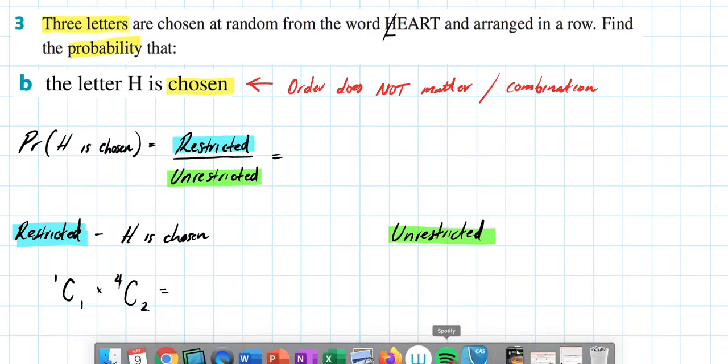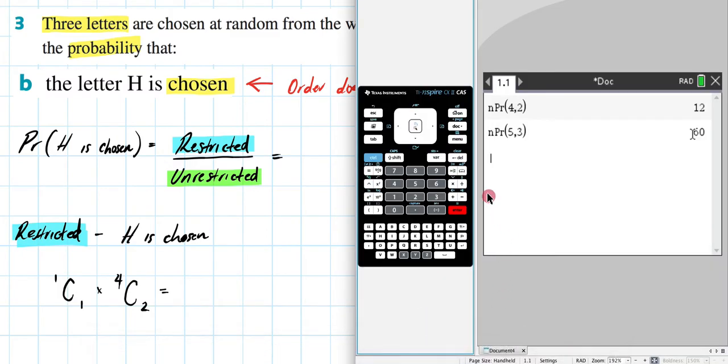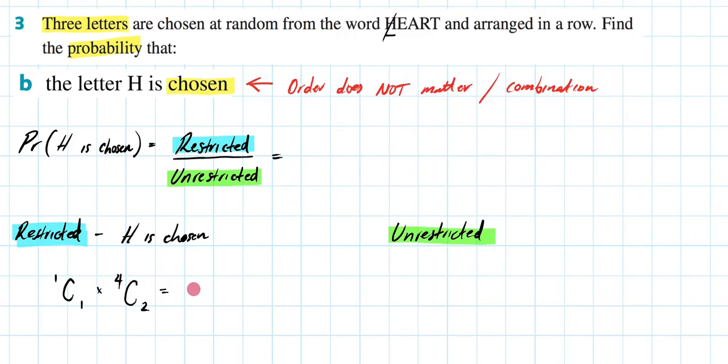So I could grab my CAS. You can also type in, if you want to do it a bit quicker, nCr, and then brackets: nCr(1,1) multiplied by nCr(4,2), close brackets, enter, 6. So I come over here and I write 6, and then I get my highlighter and put that in there.